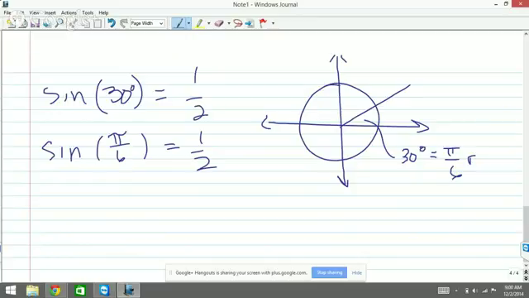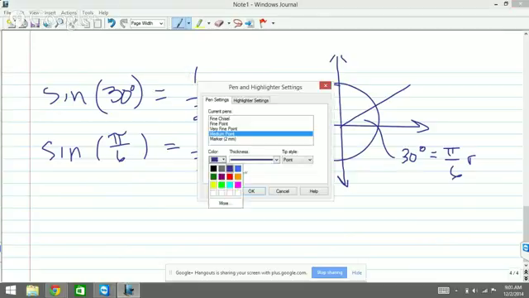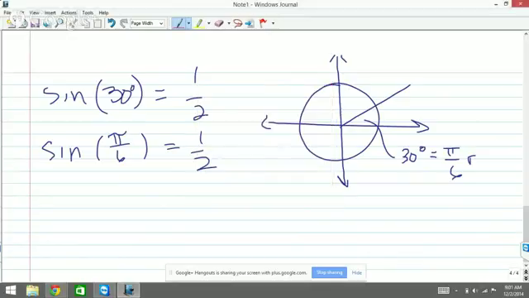Pi radians is how many degrees? This should be easy. 2 pi is a full revolution at 360. Pi is 180, yeah. Okay, so let me write a few of these on here. See, that's pi radians. This is pi over 2. What degree measure is that? From here to here? Yeah, 90 degrees.